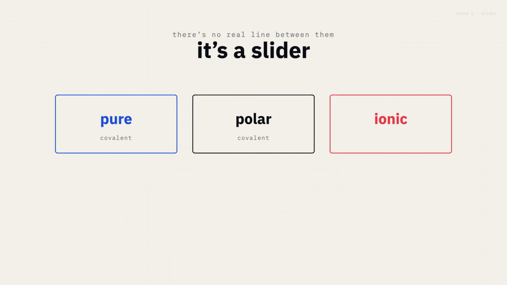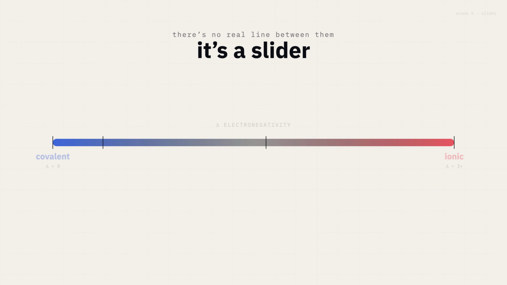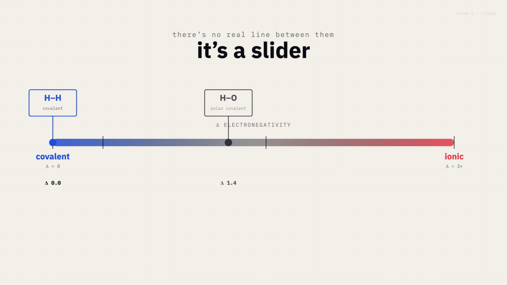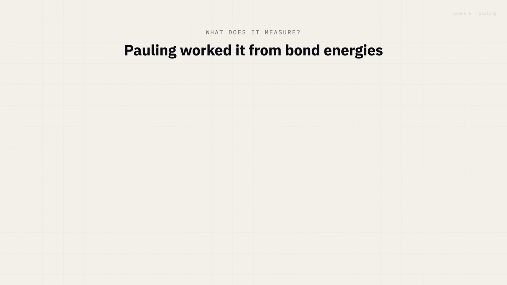And here's the thing they don't tell you in class. There's no real line between ionic and covalent. It's a slider. One number, the difference in electronegativity, quietly decides where each bond sits on that slider. Every bond, every molecule. And what does it actually measure?